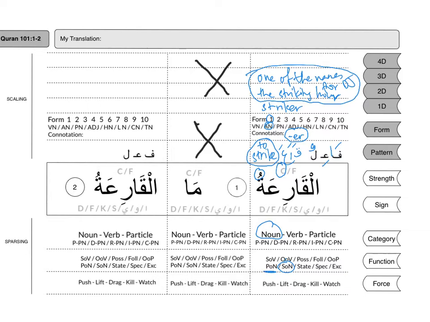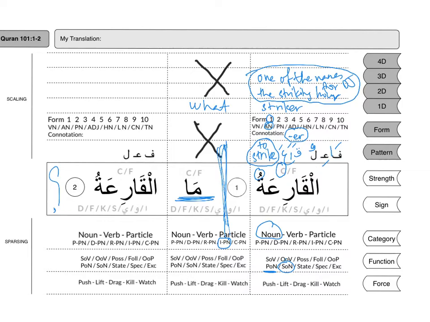So we go to the next one, which is ma. Now ma as a category is an interrogative pronoun. You have 5 pronouns there, you can choose one. Interrogative because it means what. It's like there's a question mark at the end of the second al-qari'ah. And by the way, this is at the beginning of a sentence, because the previous verse ended with just one word.